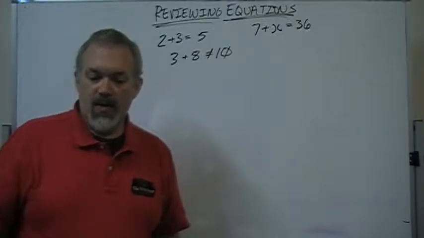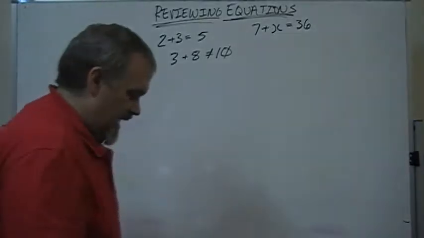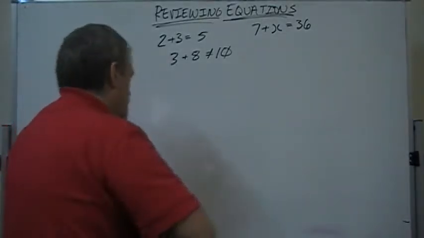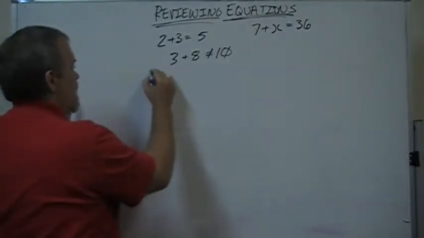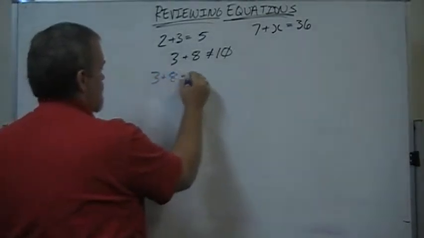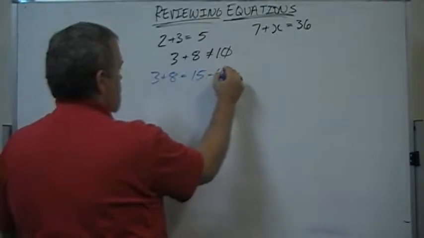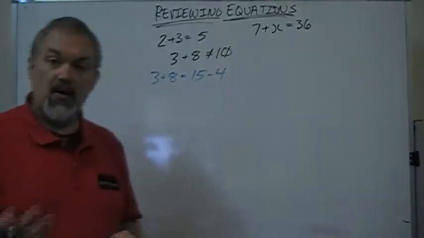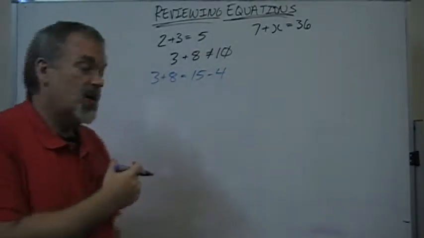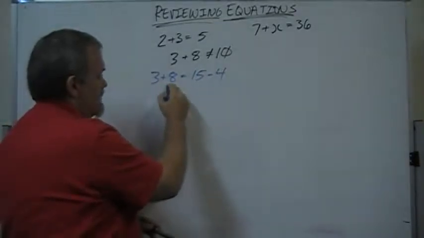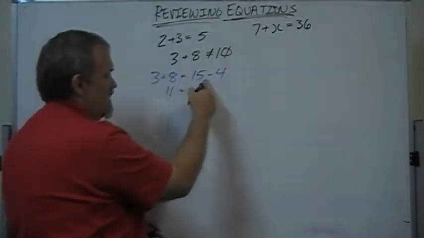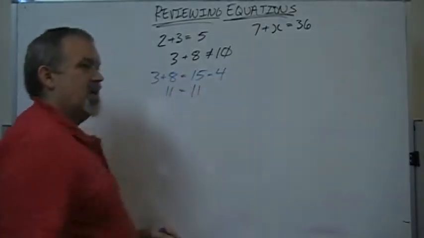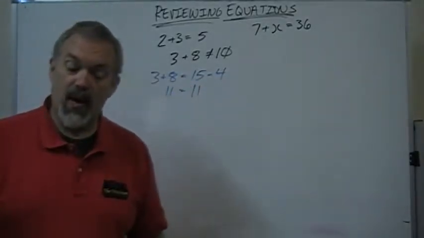Okay? So, let's use some examples. Let's say we had 3 plus 8 equals 15 minus 4. That is an equation. Well, the question is, is it a true equation? Well, let's see over here. The left-hand side is 11. 3 plus 8 is 11. And the right-hand side, 15 minus 4, is also 11. So that means that is a true equation.